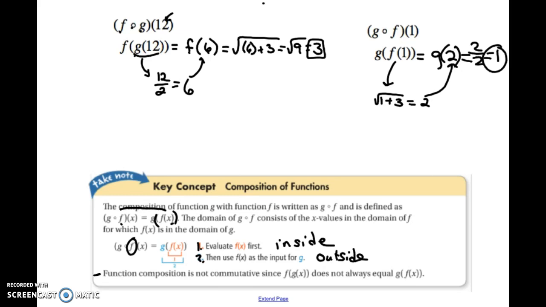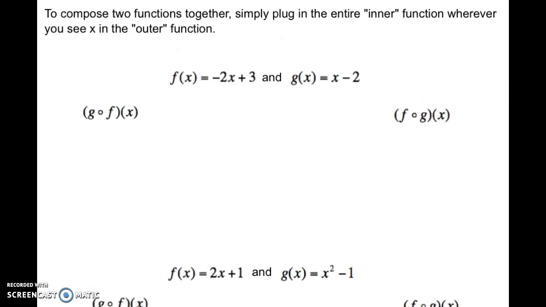And something important to note here, function composition is not commutative. That means that doing f of g of x is not the same as doing g of f of x. Sometimes it matters what we do first. So let's look at our next page here. We want to find out what g of f of x is.